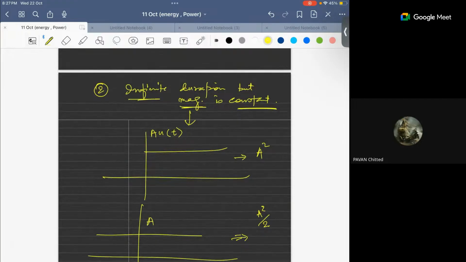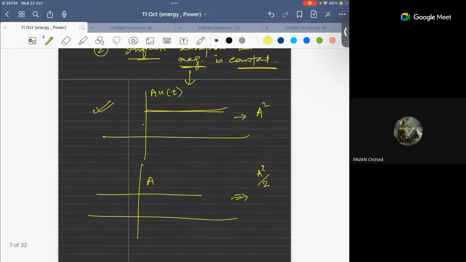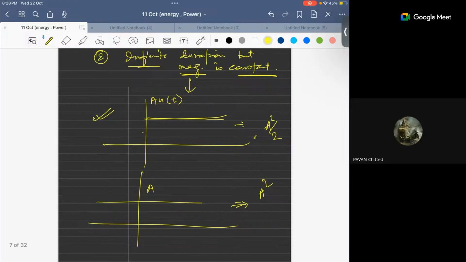It should be of infinite duration, but the magnitude should be constant, like this signal A u(t). Starting from zero it goes to infinity, but the magnitude you can see is constant. Similarly, you can have it from minus infinity to infinity. Here also we have calculated the power, that was A squared, and for this, oh sorry, it is opposite, so this should be A squared by 2, and there it should be A squared. You can calculate it and check. But mostly it should be A squared by 2 and there A squared. So this is how generally you calculate the power.